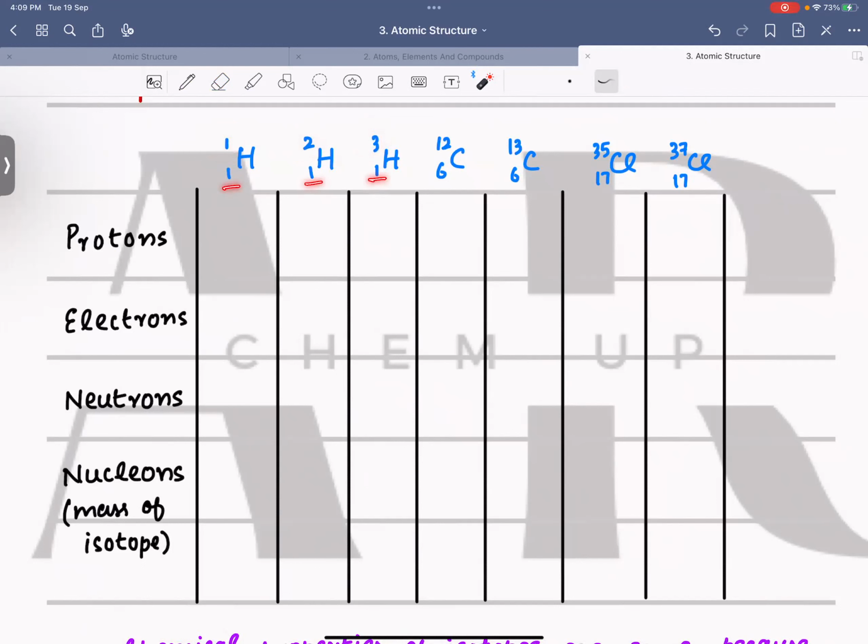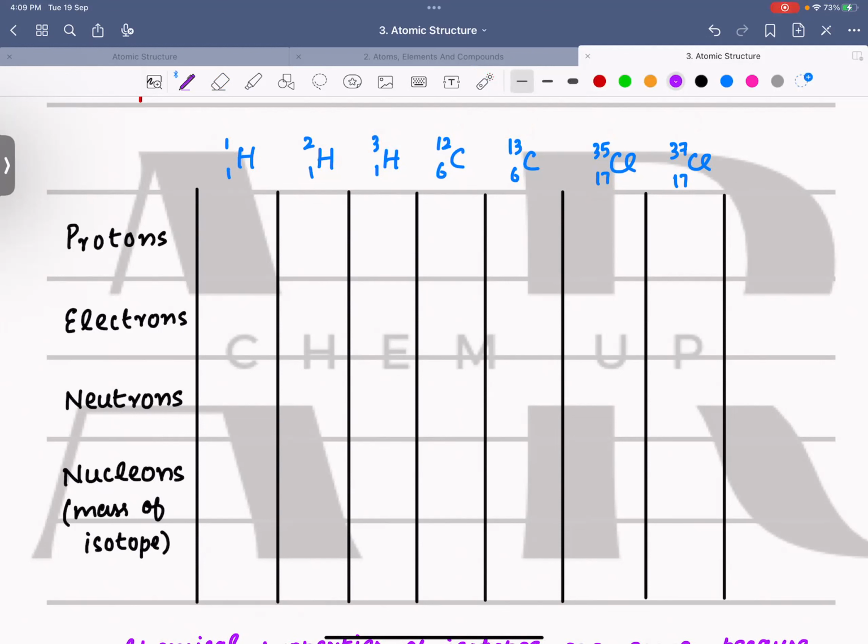Here, these three atoms have the same number of protons, or the same atomic number, but their nucleon number or mass number is different. In a similar manner, these two are the isotopes of carbon, where both of them have an equal number of protons but a different number of nucleons, which is the sum of protons and neutrons. Again, we have chlorine. In both atoms there are equal numbers of protons but different numbers of nucleons.